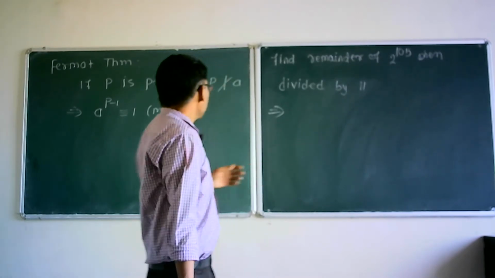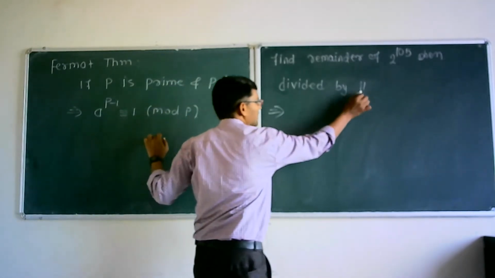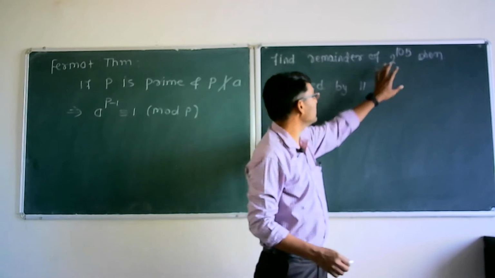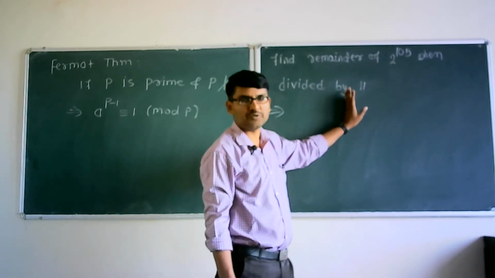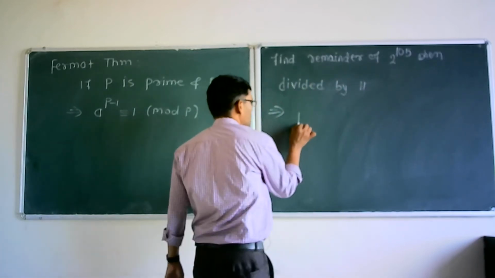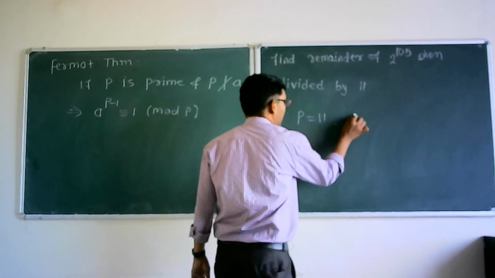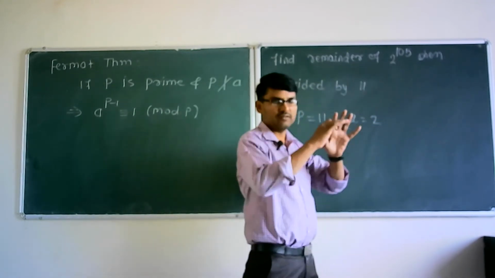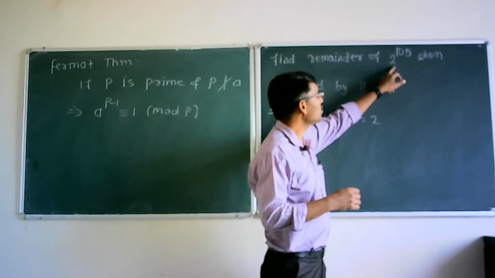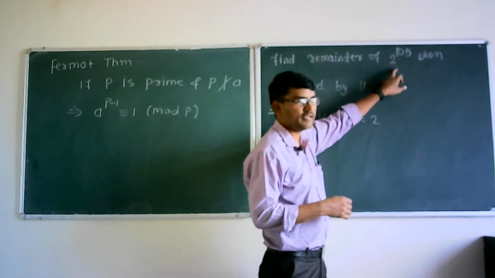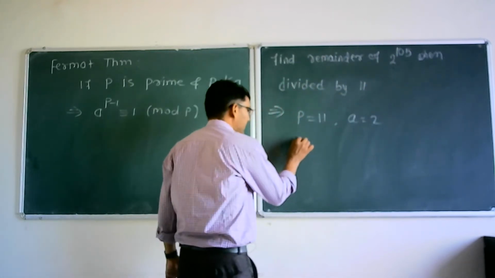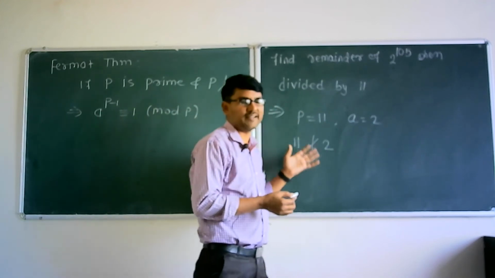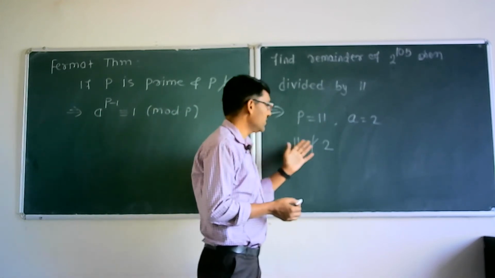So what does Fermat's theorem say here? Since we are dividing this number by 11, and all of you know that 11 is a prime number, P is 11 and A is 2. Since it is raised to a power, our A is 2. And all of you know that 11 does not divide 2, because 2 is already a smaller number than 11.